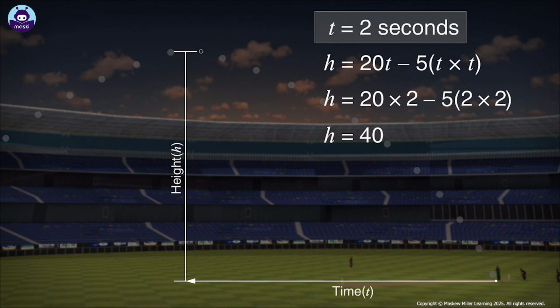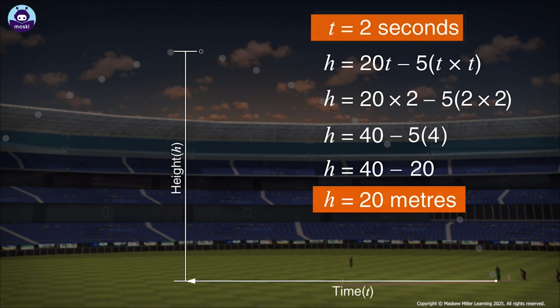h equals 40 minus 5 times 4. h equals 40 minus 20 equals 20 meters. Therefore, the cricket ball is at a height of 20 meters above the ground after 2 seconds.